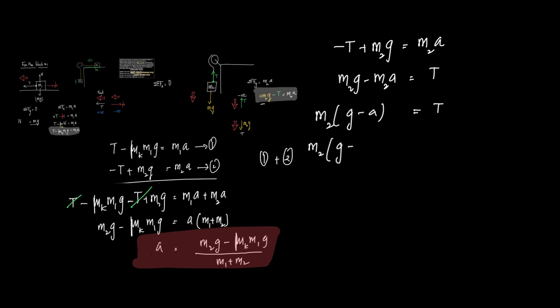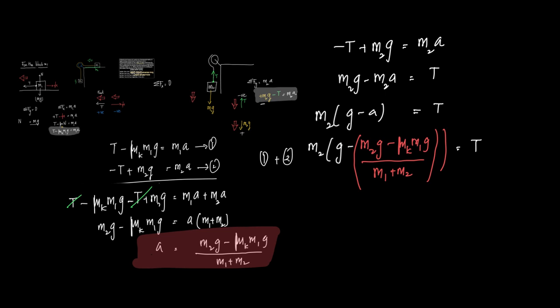What is the value of a? We have a here, so we'll bring a here, which will give us a is equal to m2g minus mu k into m1g. So it is minus, right? We'll keep this entire thing in brackets, the whole divided by m1 plus m2. And this whole is equal to T.